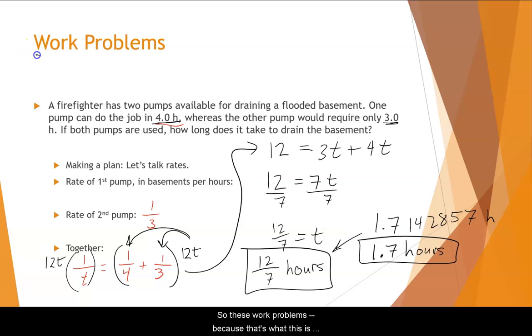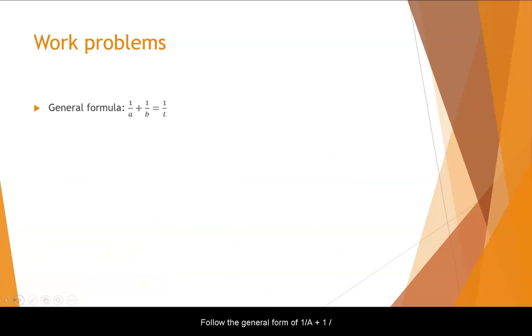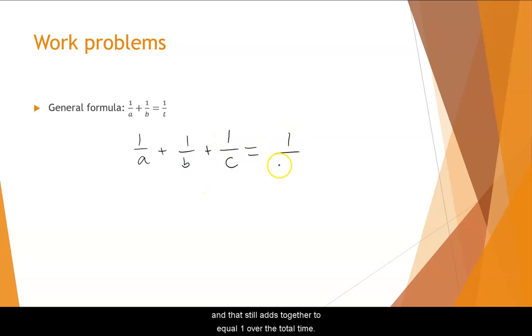So these work problems, because that's what this is, when one job and another job, and we can even add in a third job, follow the general form of 1 over a plus 1 over b equals 1 over the total time, where a and b are the time it takes individuals to do the job, and t is the time it takes them to do the job together. If we had a third element in here, this would look like 1 over a plus 1 over b plus, a third hose or pump draining the basement would be 1 over c. And that still adds together to equal 1 over the total time.